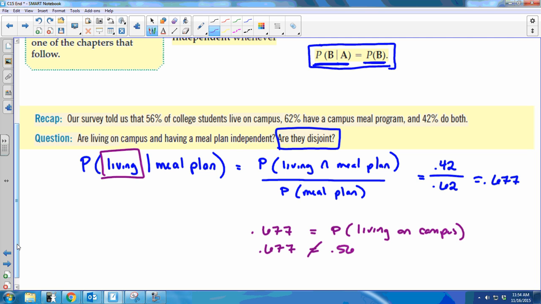All right, so the math shows that it's not independent. You don't have to figure it out and think it through. You know it's not independent. They're not independent events. One outcome may influence the other. That should make sense. A lot of universities, if you live on campus, force you to have a meal plan, right? So those would influence each other. Questions about that?